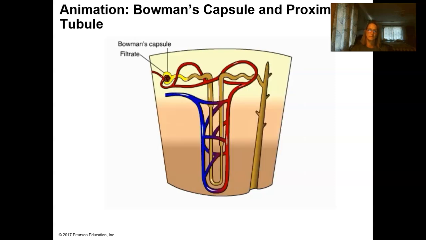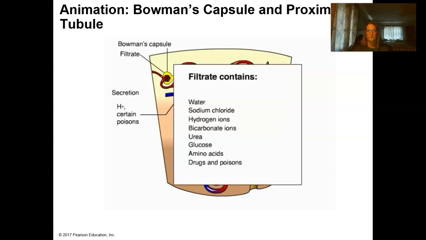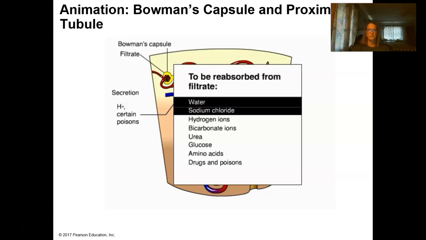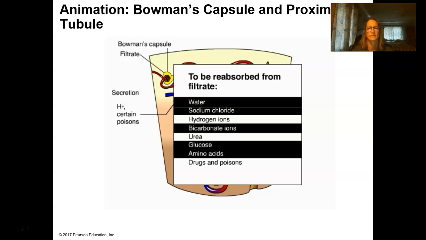As the filtrate moves along the proximal tubule, certain substances are transported from the blood and added to the filtrate, a process called secretion. Secretion of hydrogen ions helps to regulate body pH. Certain poisons are also secreted to remove them from the blood. This list summarizes substances contained in the filtrate. Filtration is not selective, so some of these substances are useful to the body, and it is important that they be returned to the blood. The kidneys generally need to recover water, sodium chloride, bicarbonate ions, and nutrients such as glucose and amino acids. This reclamation of valuable solutes and water is called reabsorption.